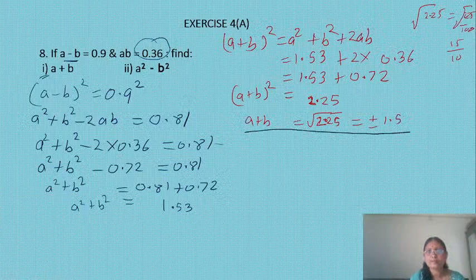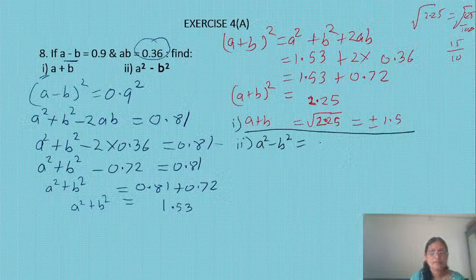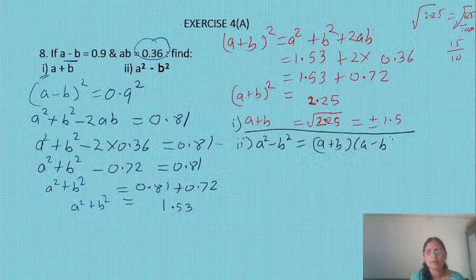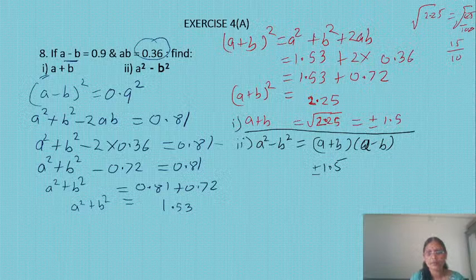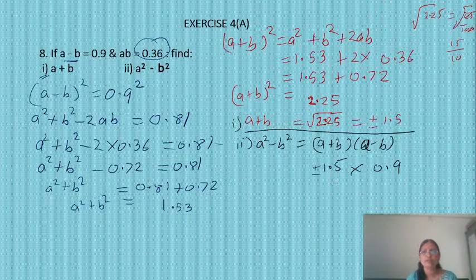We found this, we move on to A square minus B square. Now we have the identity, this is the first part done. The second part, A square minus B square. What is the identity? A square minus B square is equal to what? A plus B multiplied by A minus B. A plus B value we have just calculated, it is plus or minus 1.5, multiplied by A minus B value is given 0.9. Find the product. 1.5 into 0.9 is what?